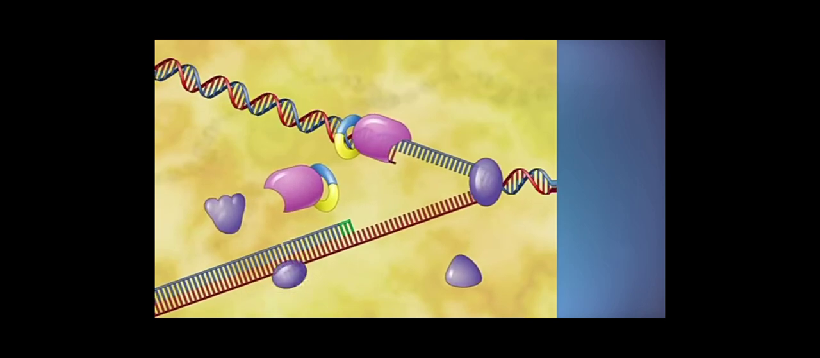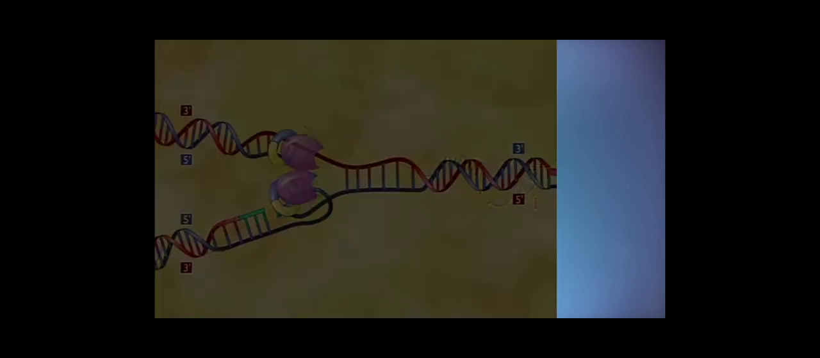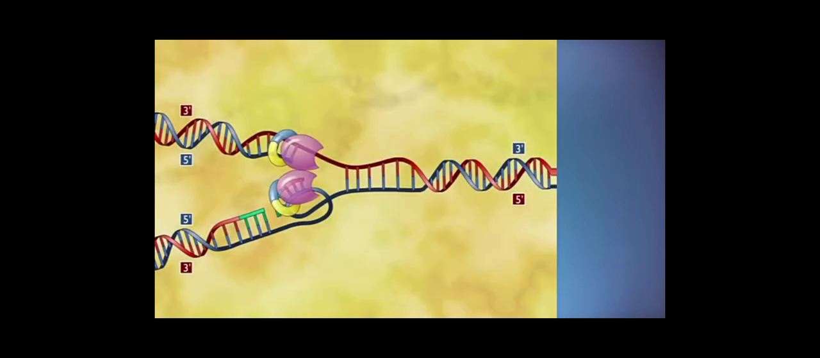For simplicity, DNA polymerase III has been depicted as separate units, one acting on the leading strand and the other acting on the lagging strand.